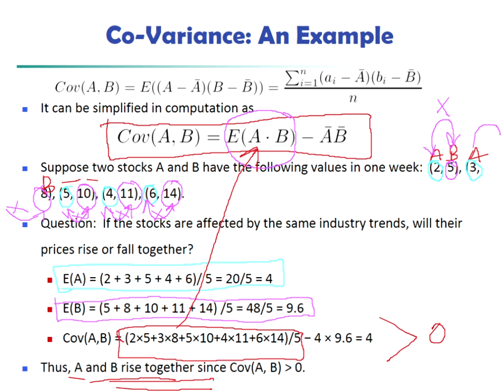Yes, this is the mean of A multiplied by B. This one minus this one. After that, 4 represents the mean of A, and 9.6 represents the mean of B. It's clear, Ahmed? Okay. Any questions?